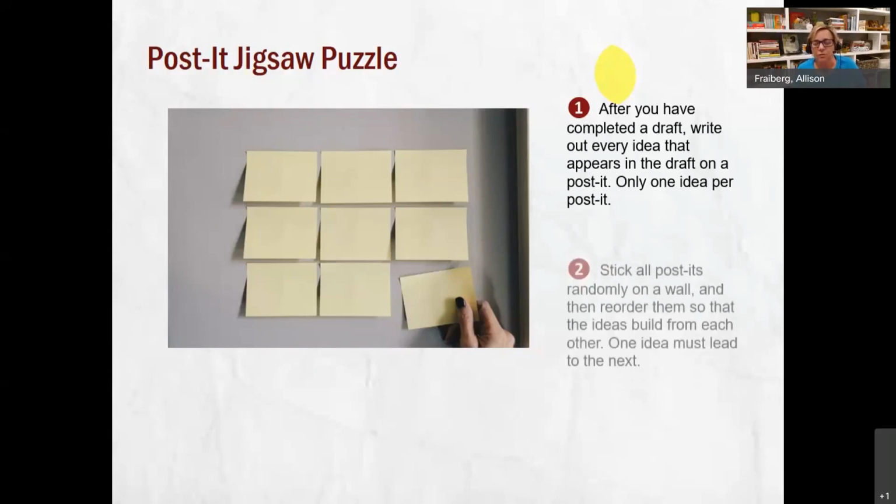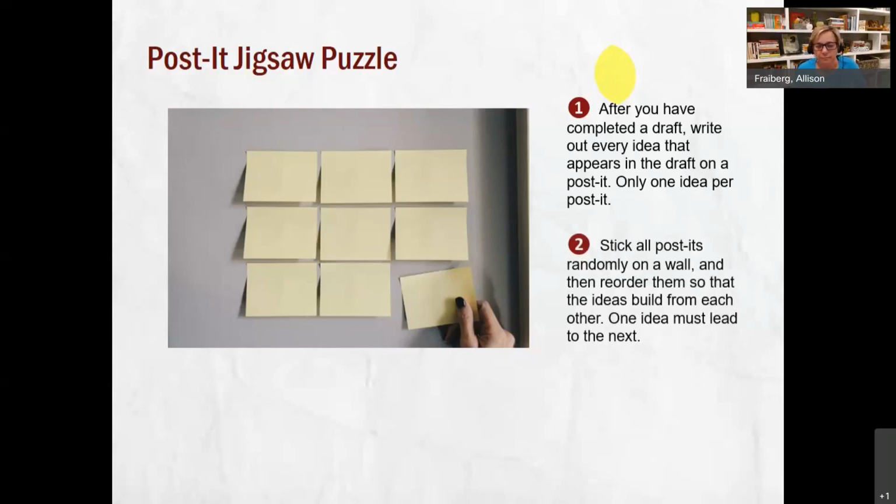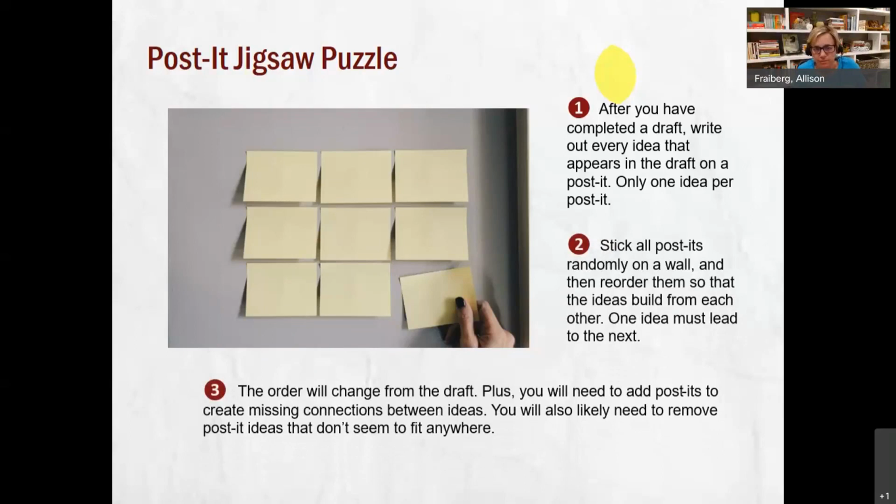It's just a visual version of the summary chart, or a different kind of visual version. So if you like to kind of move stuff around, tactile, with your hands and stuff, then this is great. The order of your draft is going to change. You're going to notice that there's a post-it there that might be a great idea, but it doesn't belong in the paper. You might notice you need to add ideas. So there needs to be maybe between this post-it and this post-it, another post-it to connect them.